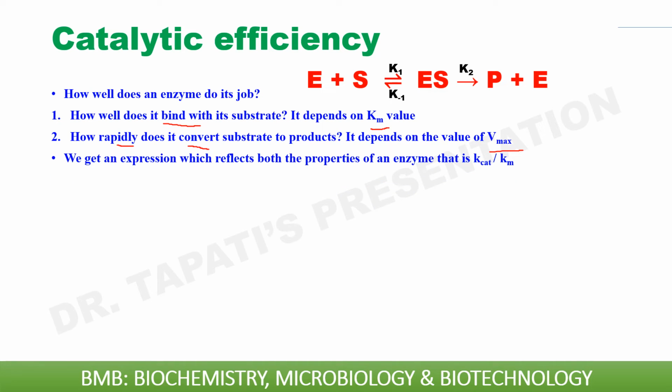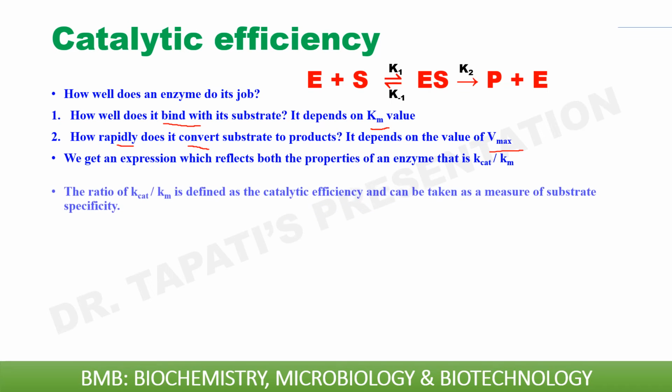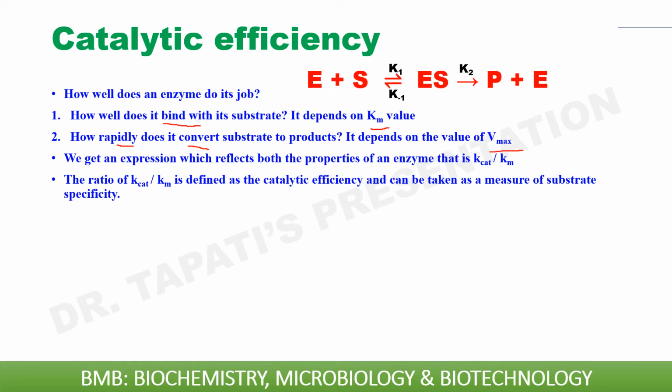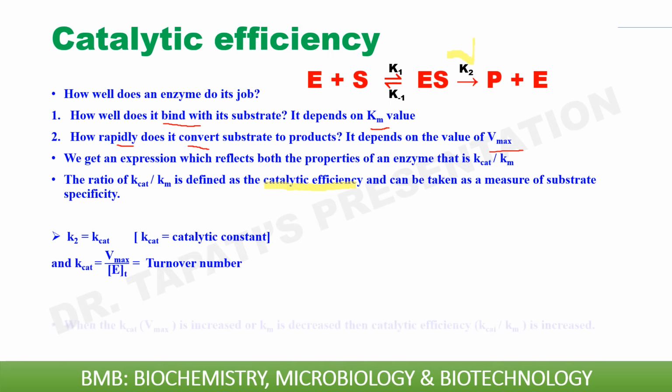We get an expression which reflects both the properties of an enzyme, that is Kcat divided by Km. The ratio of Kcat divided by Km is defined as the catalytic efficiency, and can be taken as a measure of substrate specificity. In that case, K2 is equal to Kcat. Already I told that K2 is equal to Kcat. It is the rate limiting step. Kcat is the catalytic constant, and Kcat is equal to Vmax by ET, that is equal to turnover number.